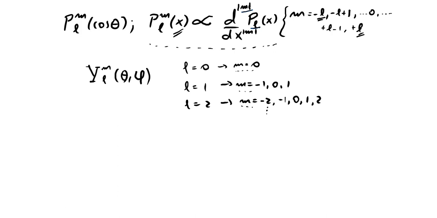So these solutions will be, for example, the orbitals of the hydrogen atom, like the s orbital. That would be this one. This would be the s orbital, this would be the p orbital, and this would be the d orbital, and so on. So that's it.